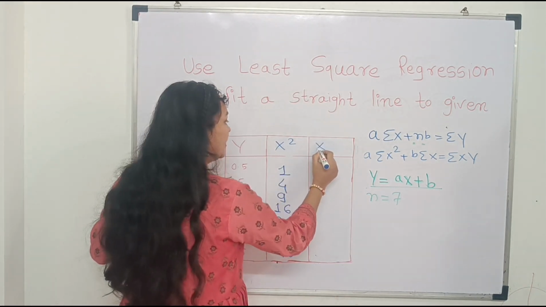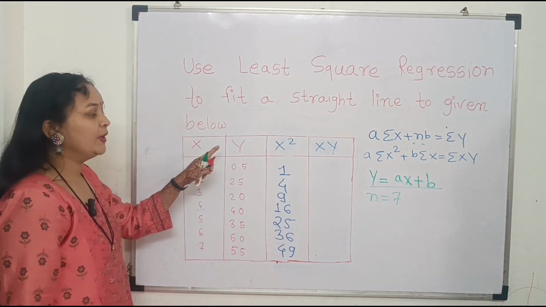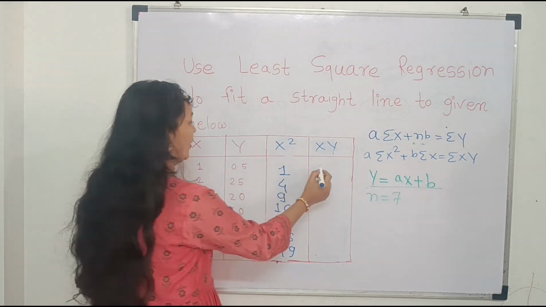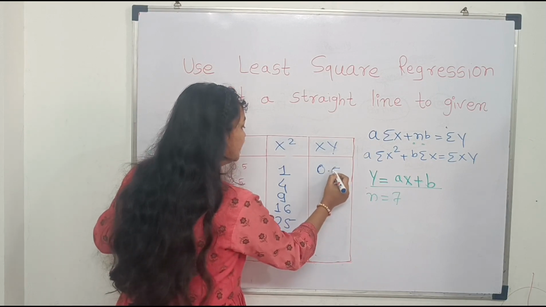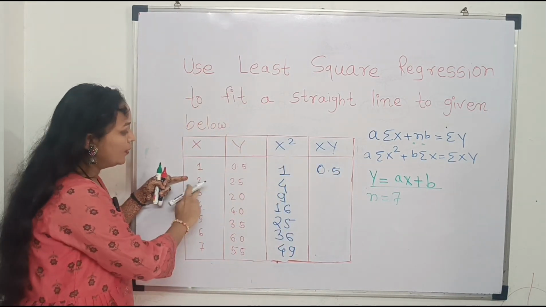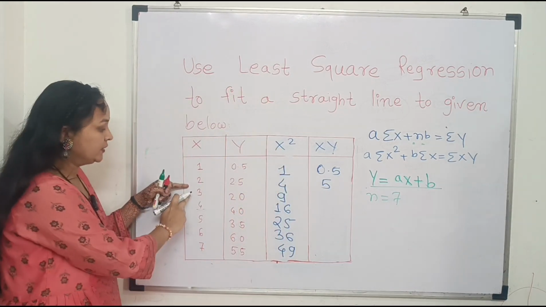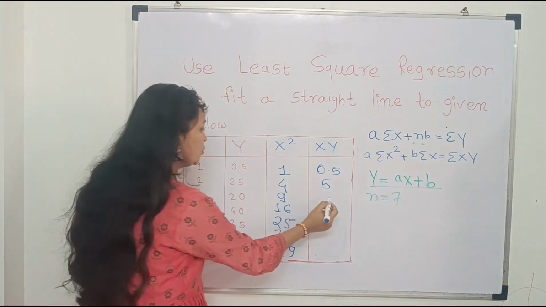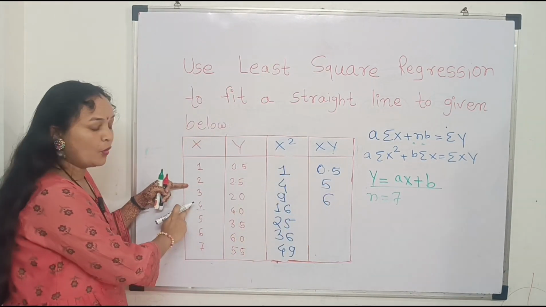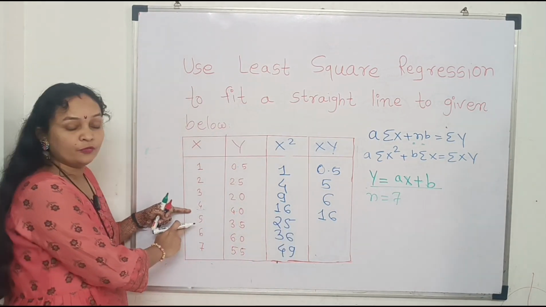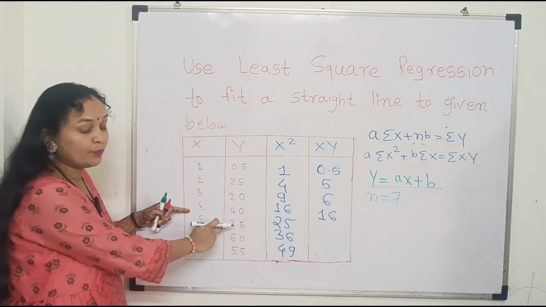Now in the next column you have to take x multiplied by y. So 1 multiplied by 0.5 becomes 0.5. 2 multiplied by 2.5 becomes 5. 3 multiplied by 2 becomes 6. 4 multiplied by 4 becomes 16. 5 multiplied by 3.5 becomes 17.5.